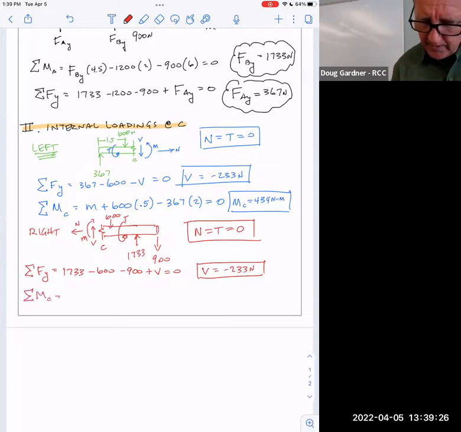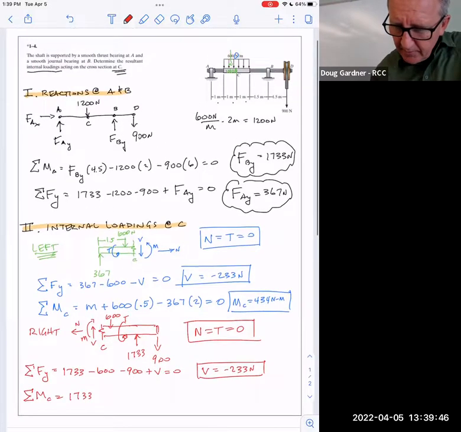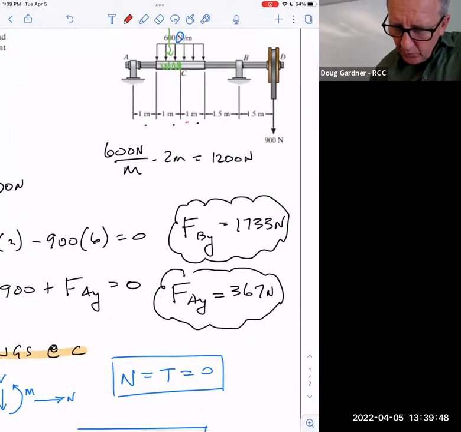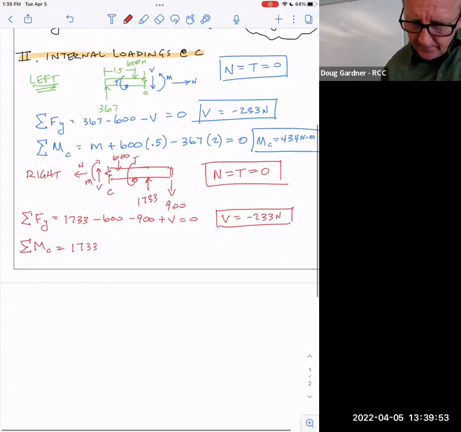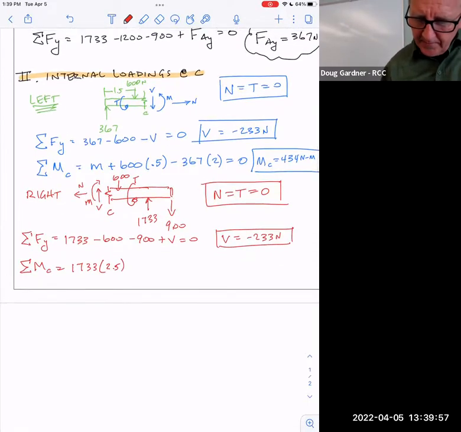Also around C, what happens to those? Well, I've got that M, but notice that's negative now. Does that make sense? It's like that's the negative direction, right? Clockwise. I've got 17. I always like to start with positive ones. I got 1733 that's trying to get it to rotate clockwise. And let's see, how far away is that from C? It's 1 and 1.5, so it's 2.5 away. So that's trying to get it to rotate positively.